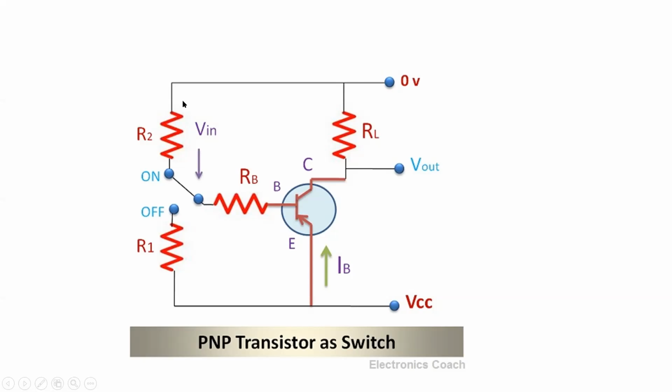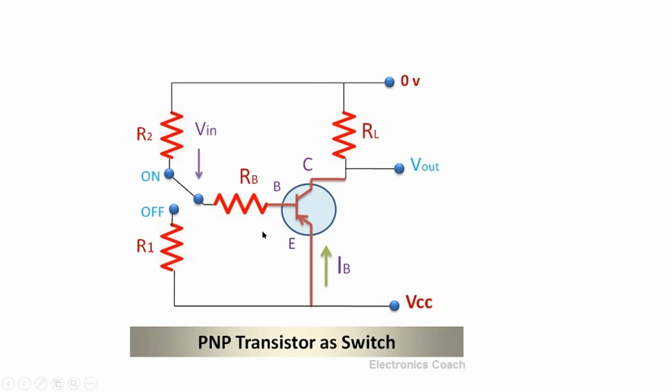100% of current flows through the R2 resistor. You can show the current direction also. When the supply is on, 100% of current flows through the R2 resistor. Since the transistor will be on when a small current flows through which terminal? Base terminal. If you are sending 1000 amperes directly to the collector, the transistor will never turn on.